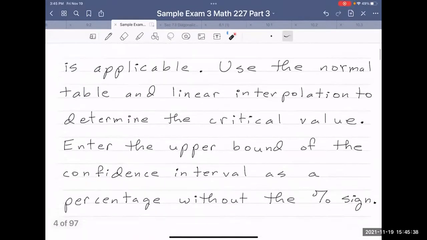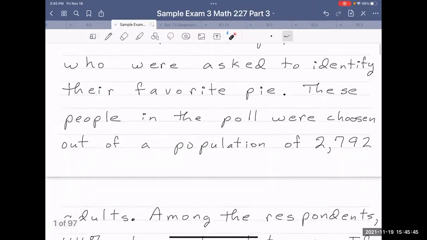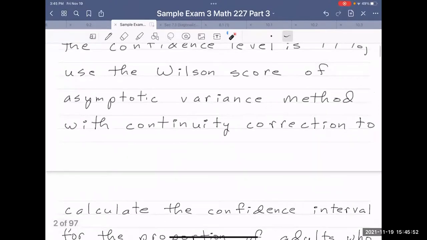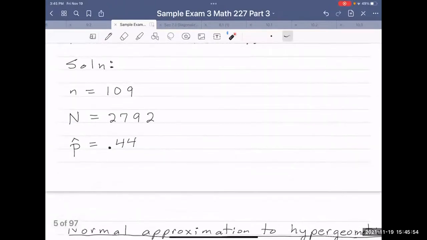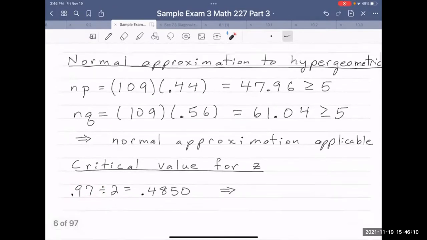So the sample size was 109. The population size was 2792. And the sample proportion was 0.44. And we want a 97% confidence interval. So the sample size is 109, population size 2792, the sample proportion 0.44, and it's a 97% confidence interval.